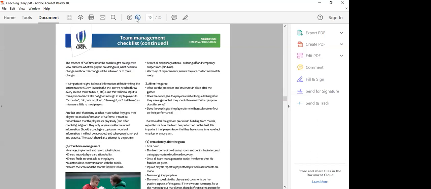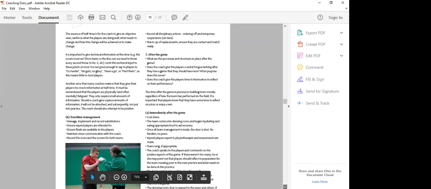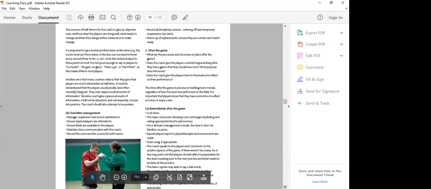Management: touchline management, during the game management, immediately after the game management. Again, a lot of information that Welcome is providing for you. So again, there are things that you can read, mainly administration.